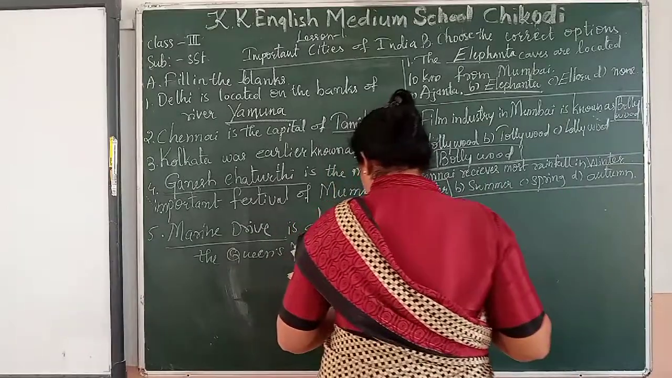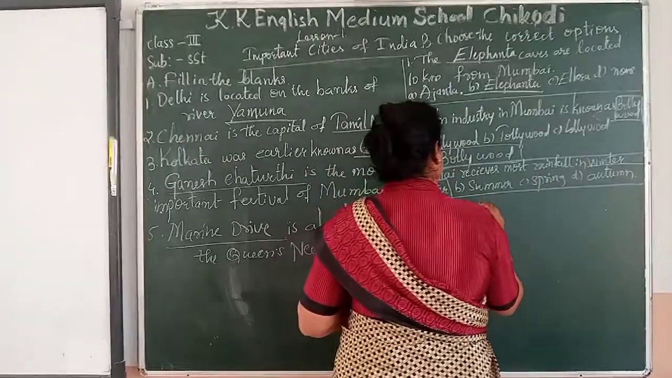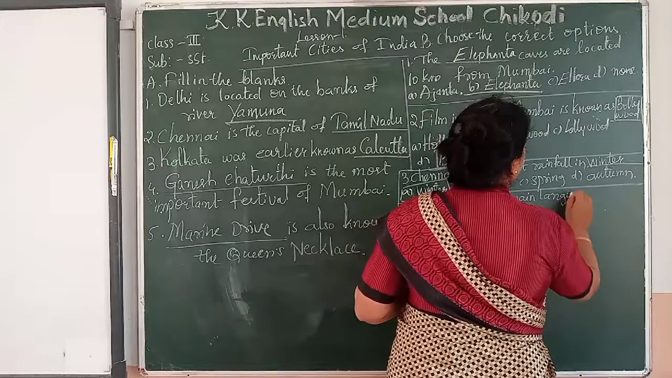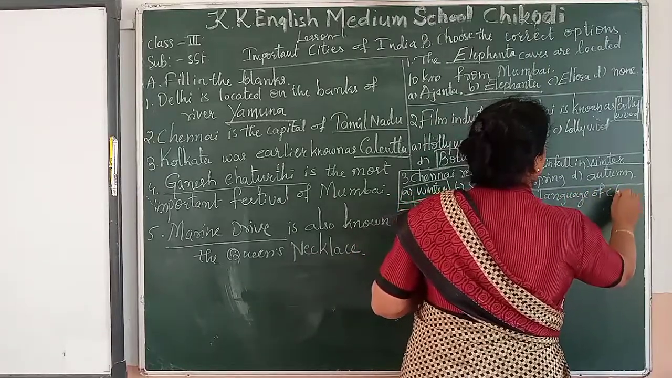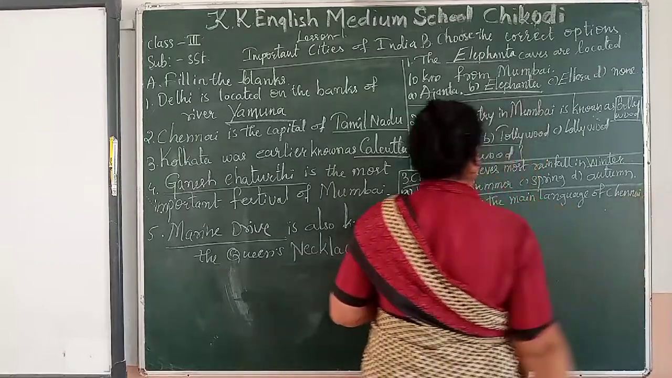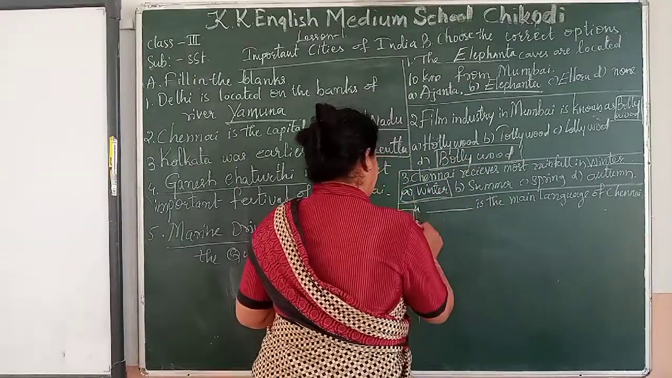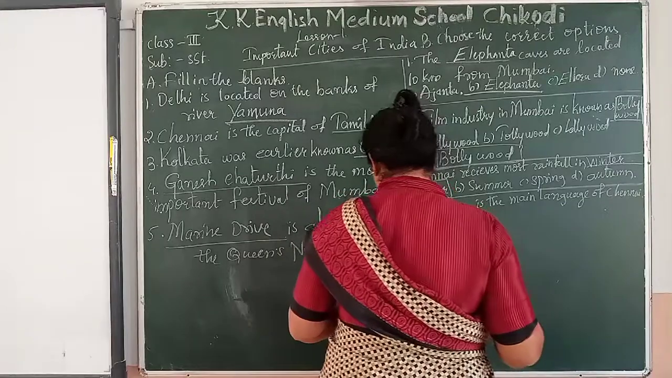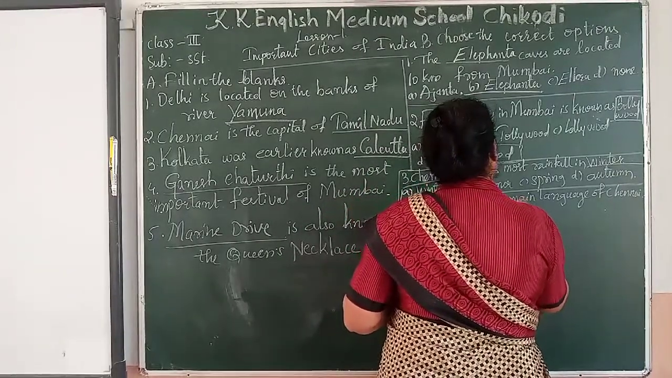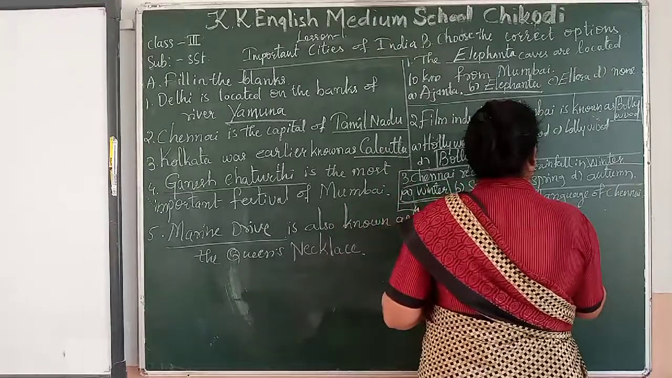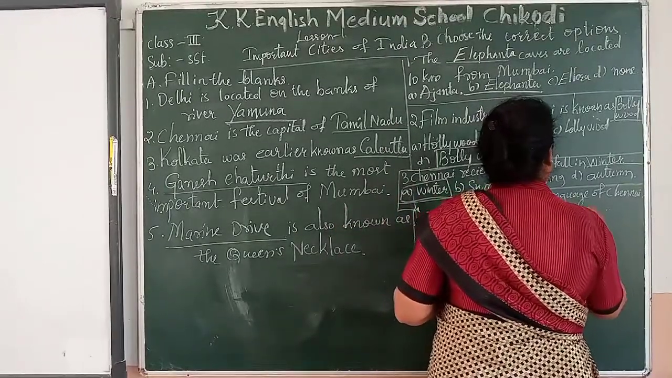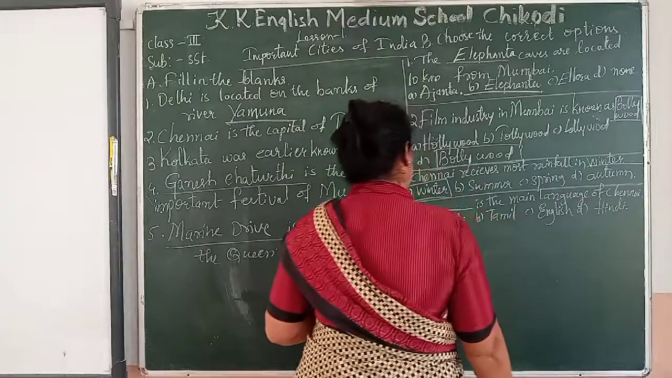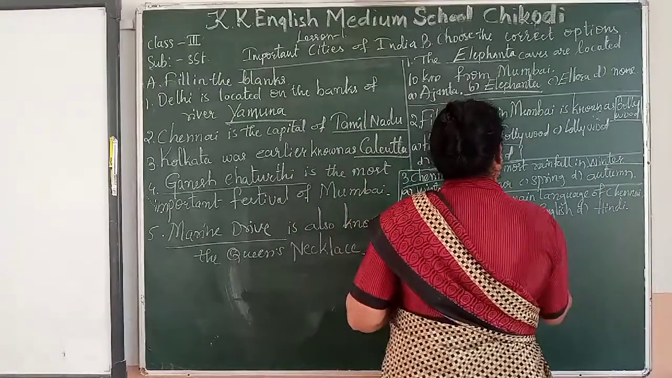Next, fourth one, that is the main language of Chennai. And options are Bengali, second option Tamil, third option English, and fourth option is Hindi. So answer is Tamil. Tamil is the main language of Chennai.